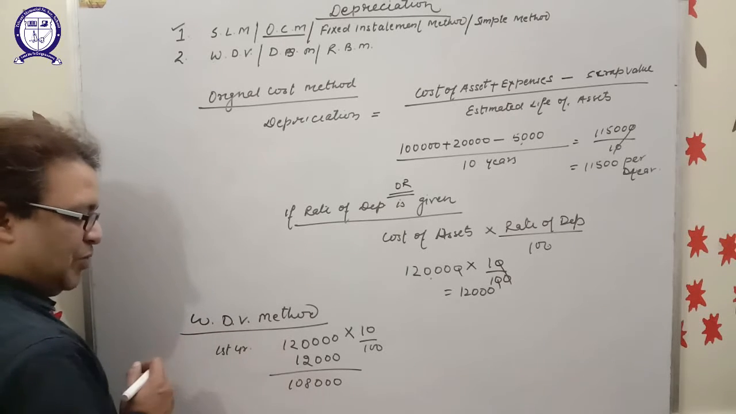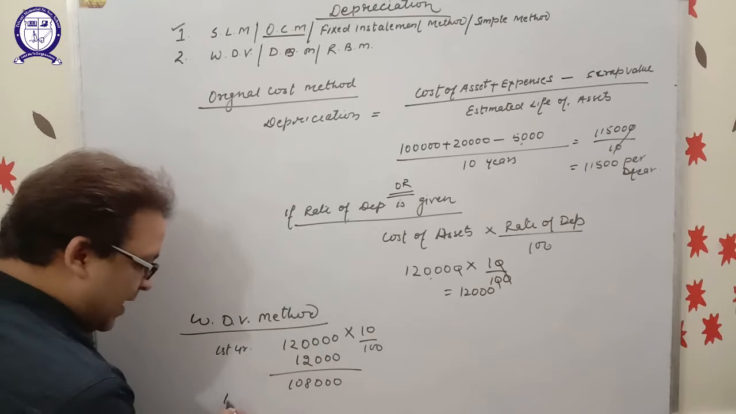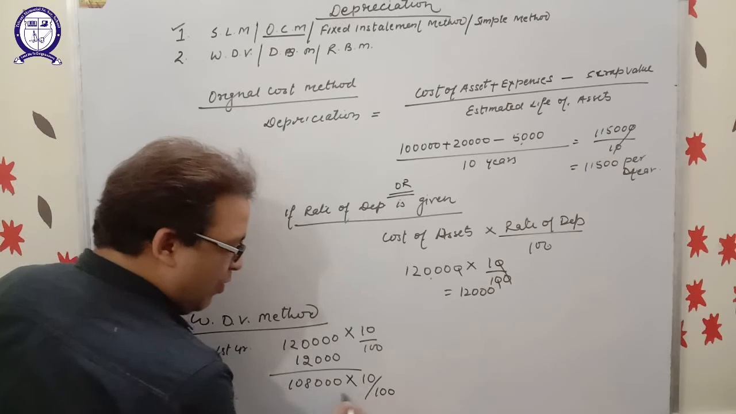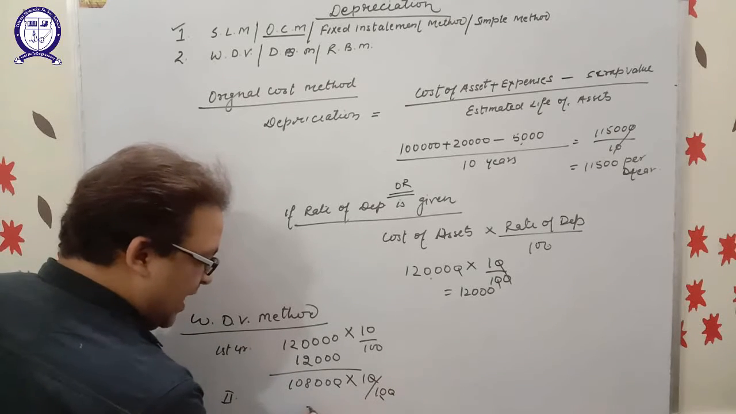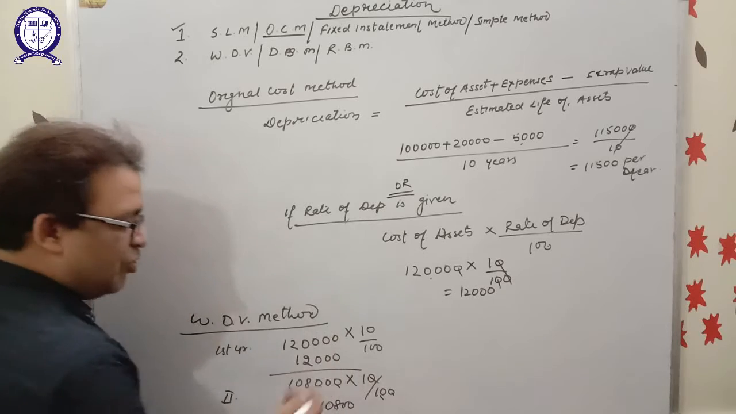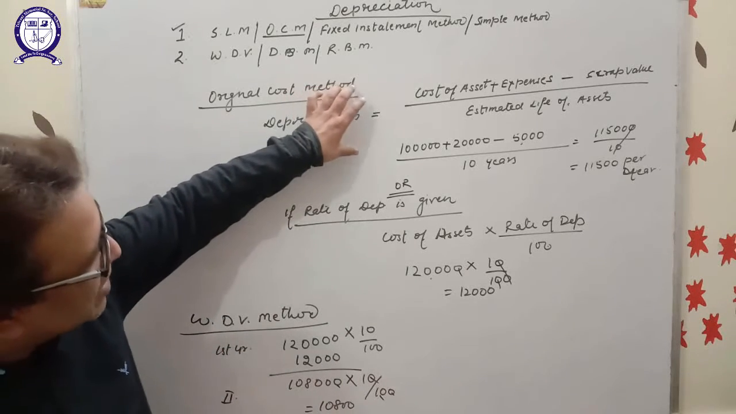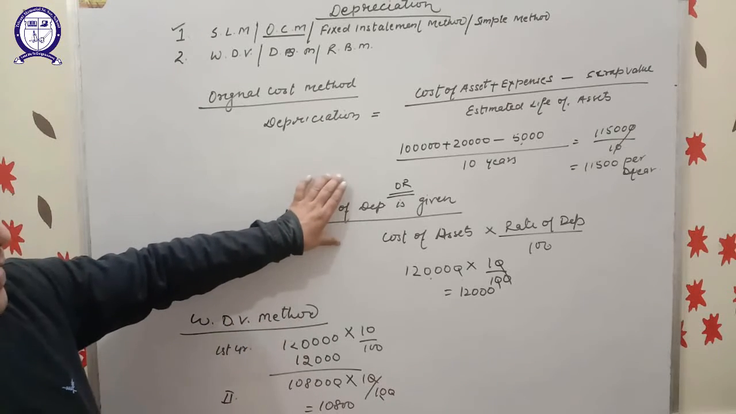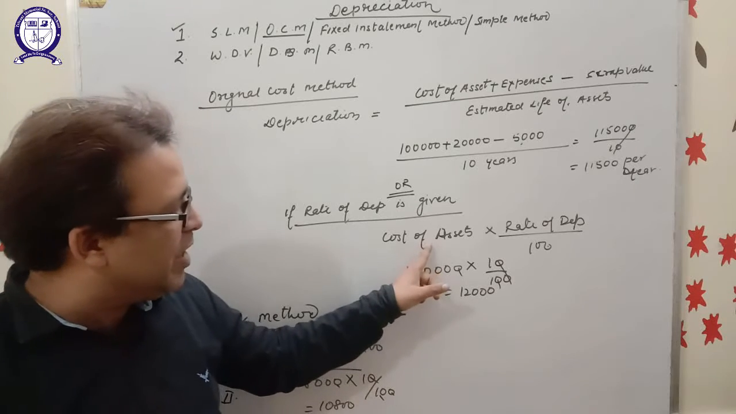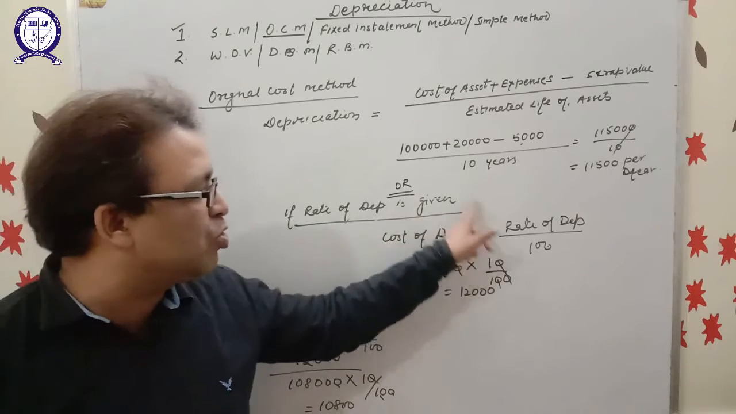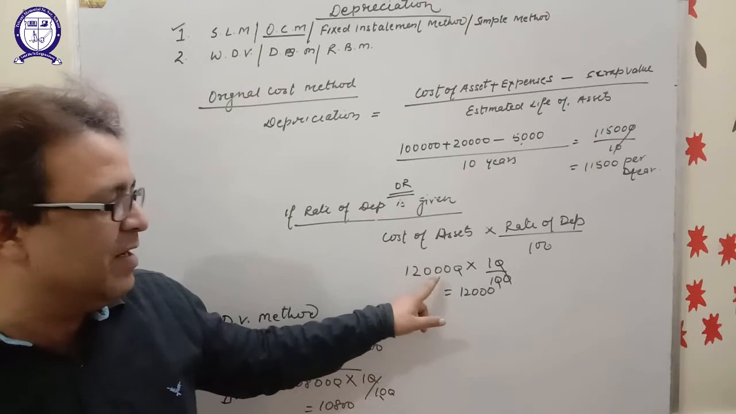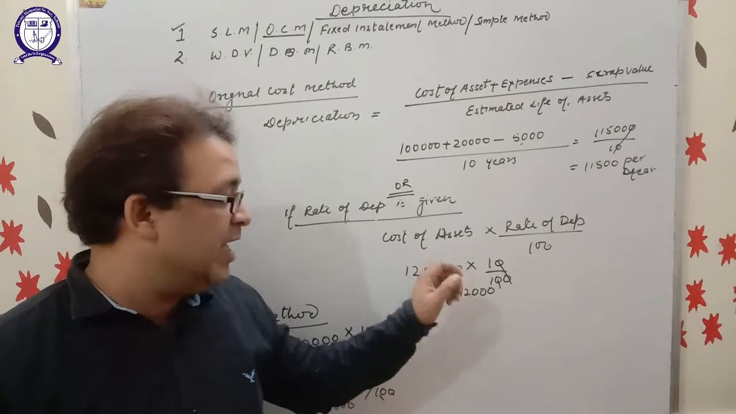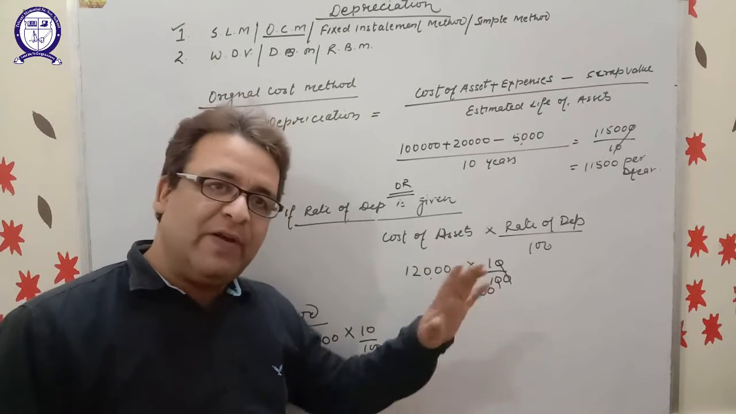Reducing balance is 1,08,000. Next year, in second year, the amount of depreciation will be calculated on written down value of assets. That means 10,800. So this is the difference between original cost method and written down value method. In original cost method, depreciation will be calculated every year on original cost of assets. That is the same for every year, 1,20,000. So the depreciation will remain the same every year. Year to year it will be recorded 12,000. It will not be changed.